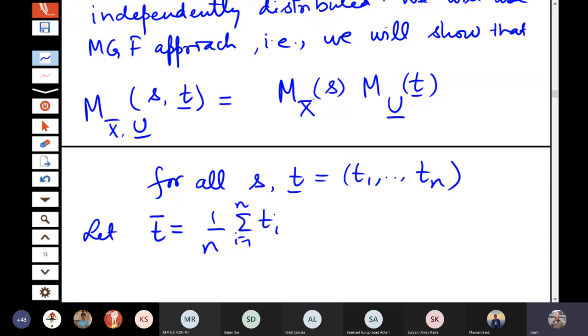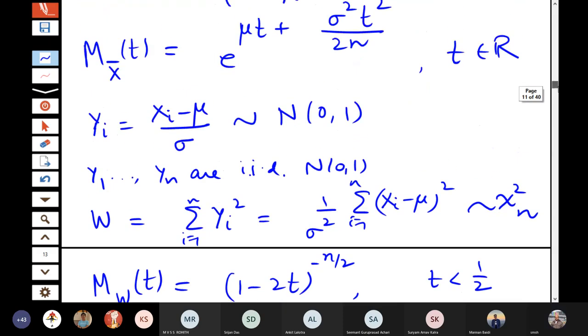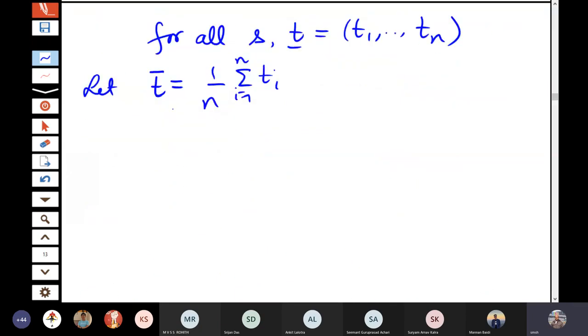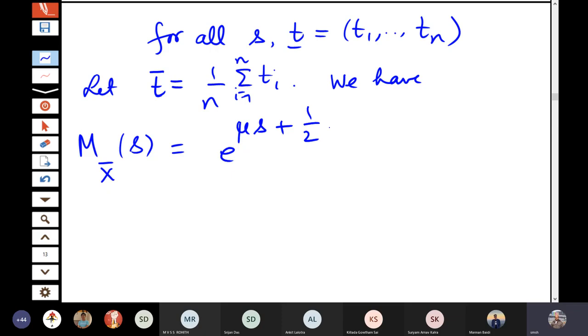The right hand side, at least one term I know, because the moment generating function of x bar I have written earlier. Here I have written it at t, we can write it at s also. So we have the moment generating function of x bar at s, that is e to the power mu s plus half sigma square s square.